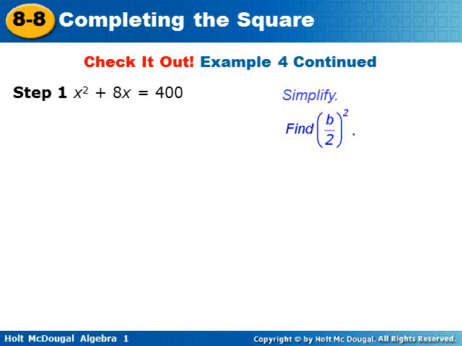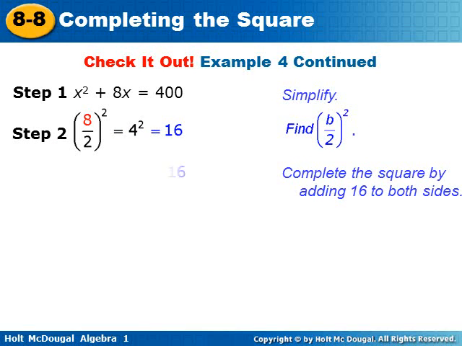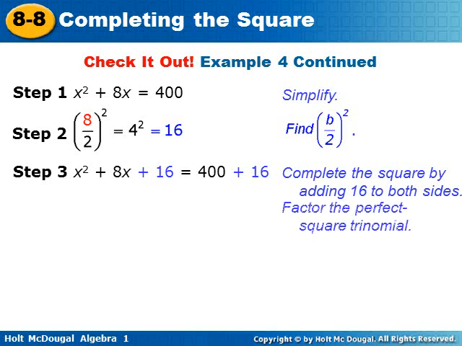Now we're going to find half of b and then square it, or b divided by 2 and then square it. So we get 8 divided by 2, which is 4 squared is 16. That's what we're going to add to both sides to complete the square. So we have x squared plus 8x plus 16. That's our perfect square trinomial on the left-hand side, and 400 plus 16 on the right-hand side. So when we factor, we get x plus 4 squared equals 416.